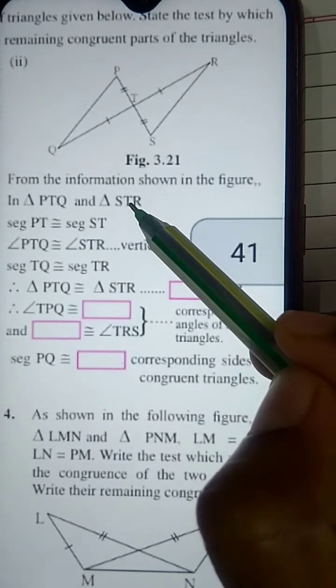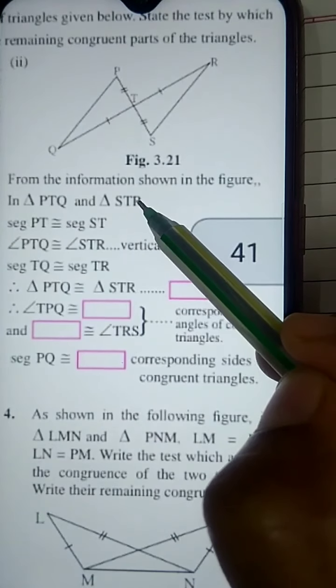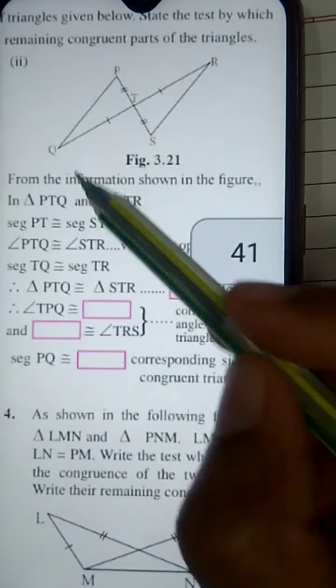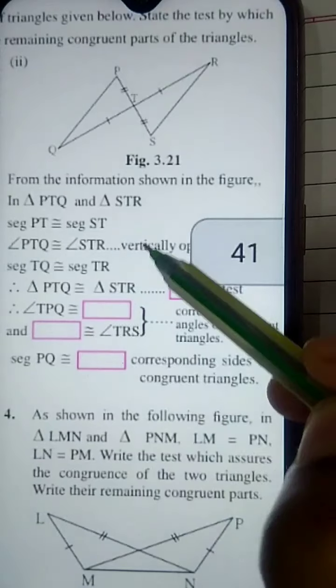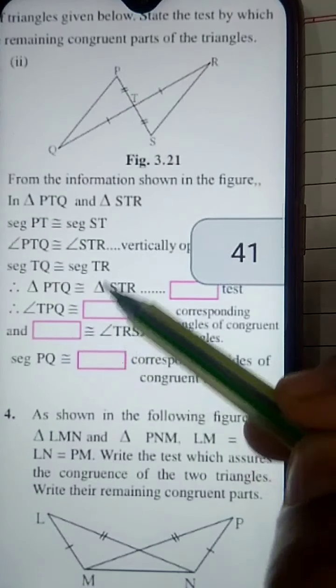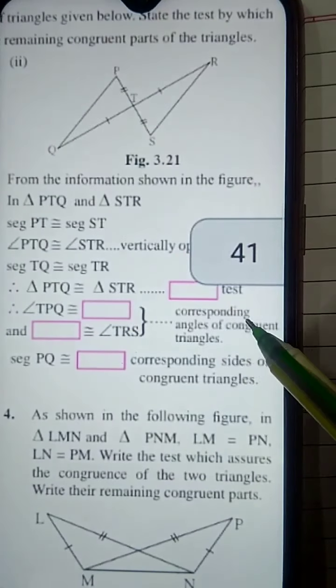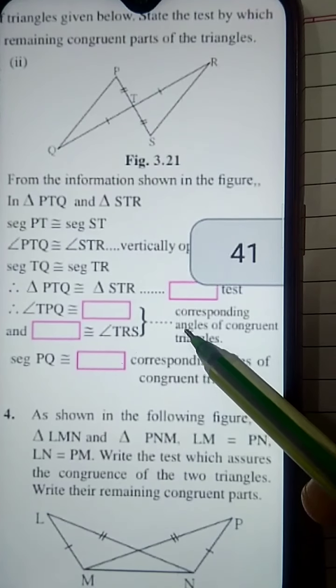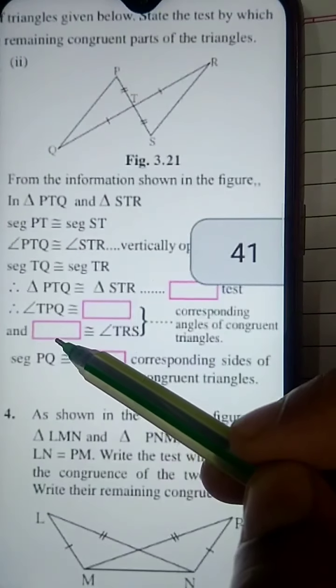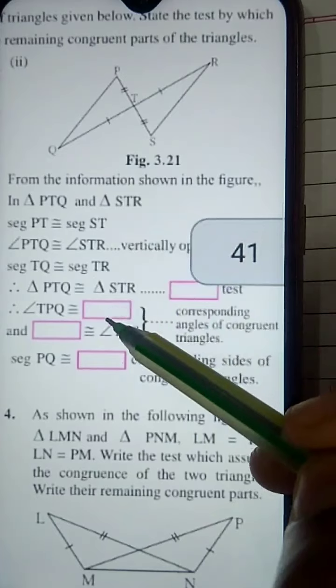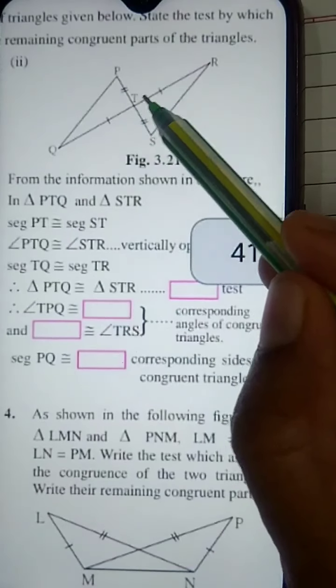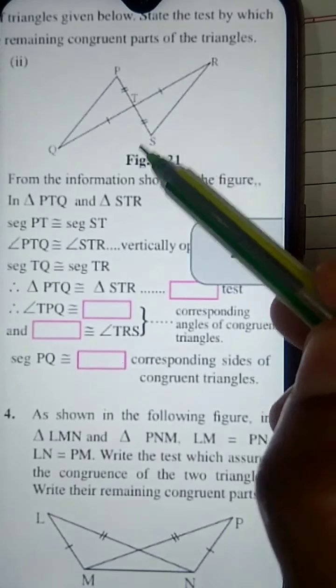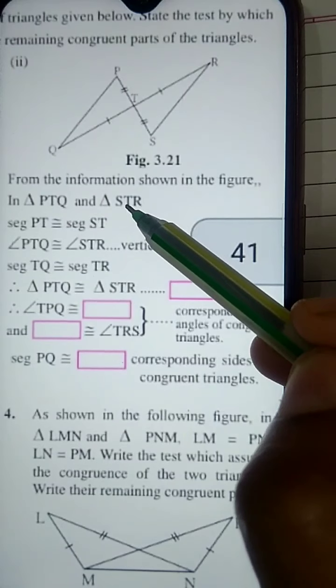TPQ. So same way you take TSR. Angle TPQ is congruent to angle TSR. Okay. Corresponding angles of congruent triangles. The third angle congruent are TRS is given. TRS is here.